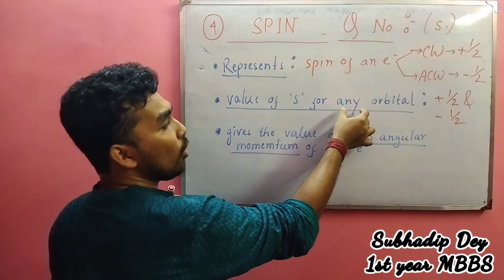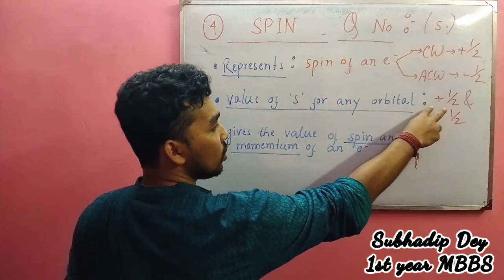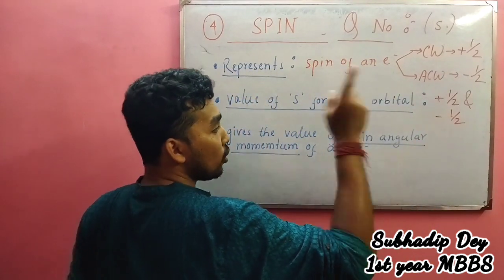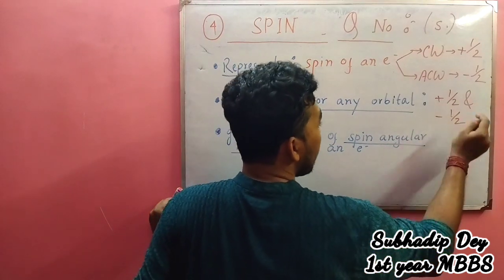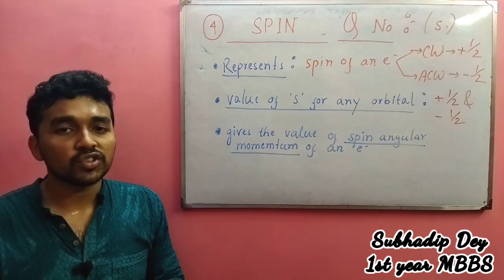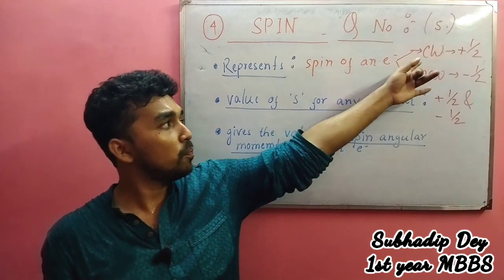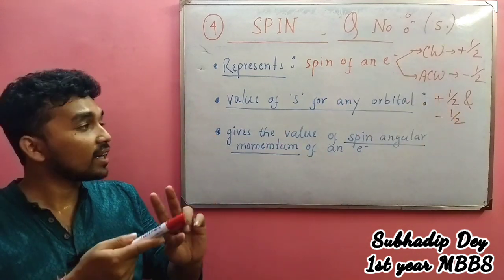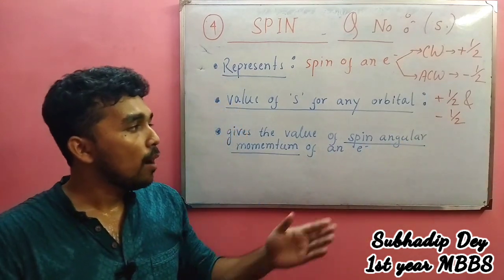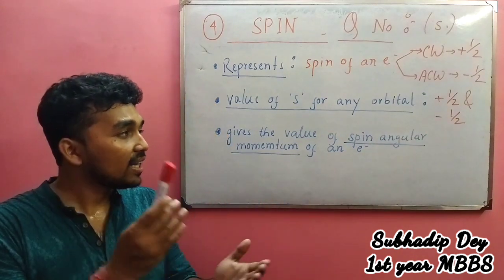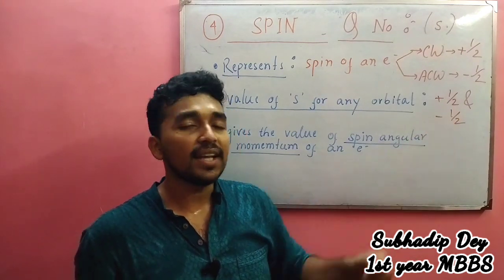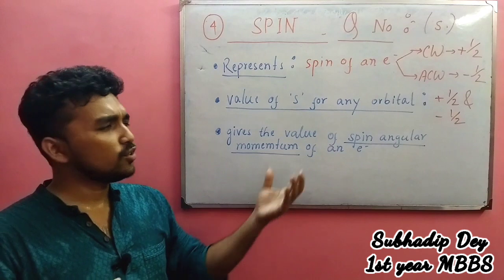So within any orbital there are 2 electrons. One electron has clockwise spin and the other electron must have anti-clockwise spin. Within any orbital both of the electrons can never be of same spin. That is, दोनों इलेक्ट्रॉन का s value can never be plus half and plus half or minus half and minus half. अगर एक का वैल्यू होगा प्लस हाफ तो दूसरे का वैल्यू must have to be minus half. Okay, so please remember this, it is very easy to understand.